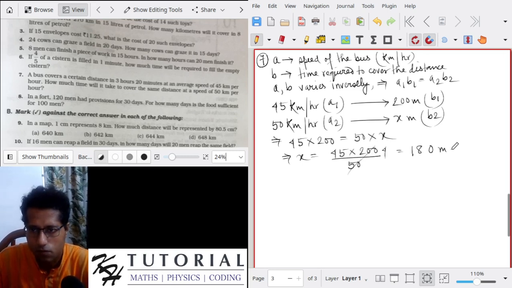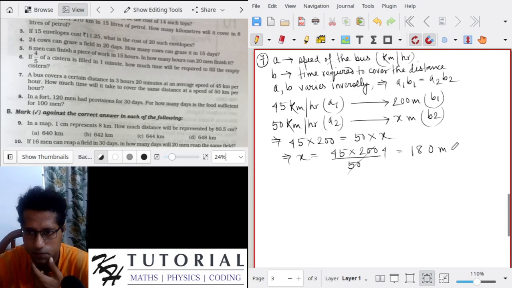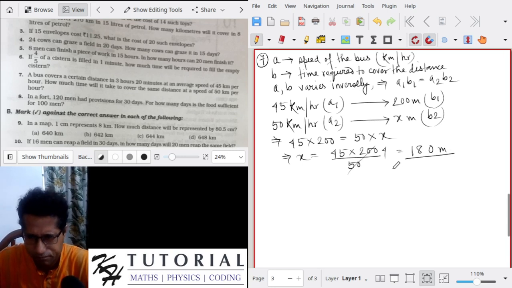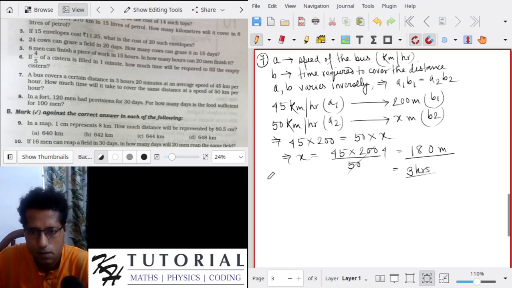So this should be 180 minute, which is less than 200 minute, and that should be the case because it is now running at a high speed, that is 50 km per hour. So 200 minute it was taking by the bus when it was running at 45 km per hour, and now if it runs at 50 km per hour, definitely it will take less time, less than 200 minute. So the answer is 180 minute. This is equal to 3 hours. So the answer is 3 hours. Okay.